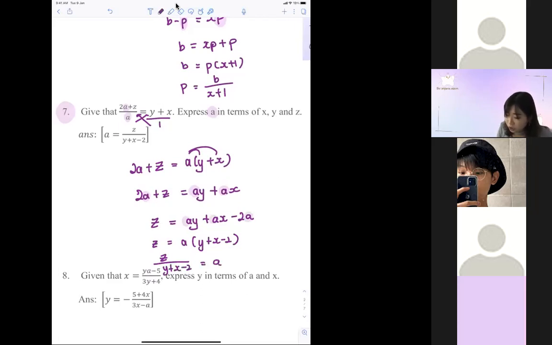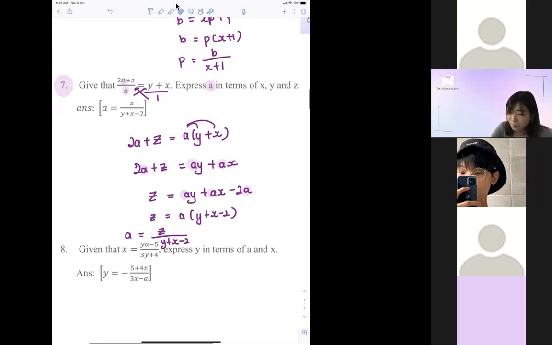Okay, then just make sure your subject you write on the left side, don't write on the right side. So just write like that. That is your answer.